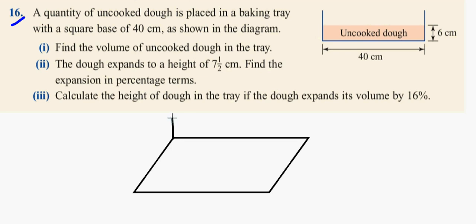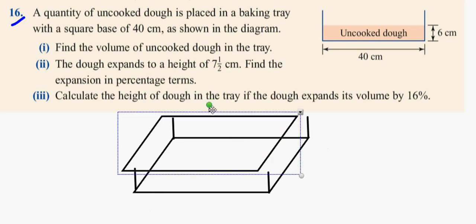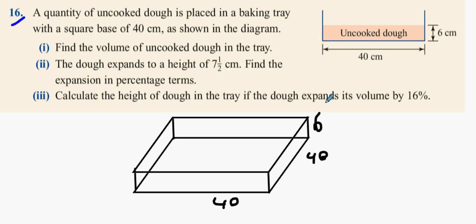Is that okay? So what we'll do here? Control D. 1, 2, 3. Alright, there we go. Be handy. So if you ever want to draw a 3D, it's just 2 identical parallelograms. Then you just join them accordingly. There you go, there's your uncooked dough. Alright? So it's 40, 40, and 6. Does everybody get that?